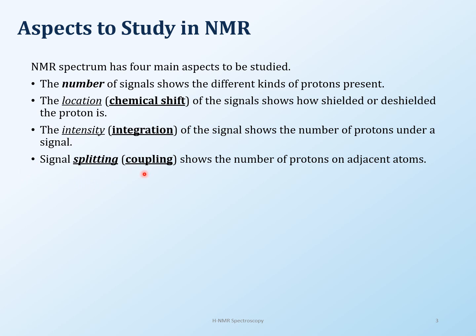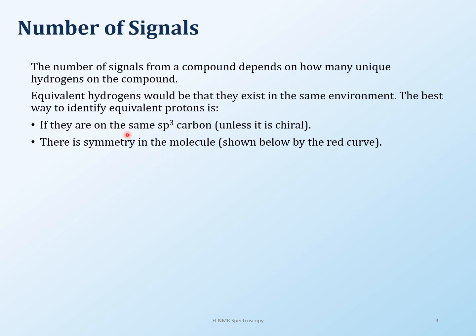And finally, we're going to look at what is called signal splitting or coupling. In the coupling, what you end up seeing is what kind of protons are next to each other, which again is very powerful. Just the protons appearing by themselves is enough, but now you can even tell what's on the next carbon over. So that's even more interesting for us. So we're going to study all of these things one by one.